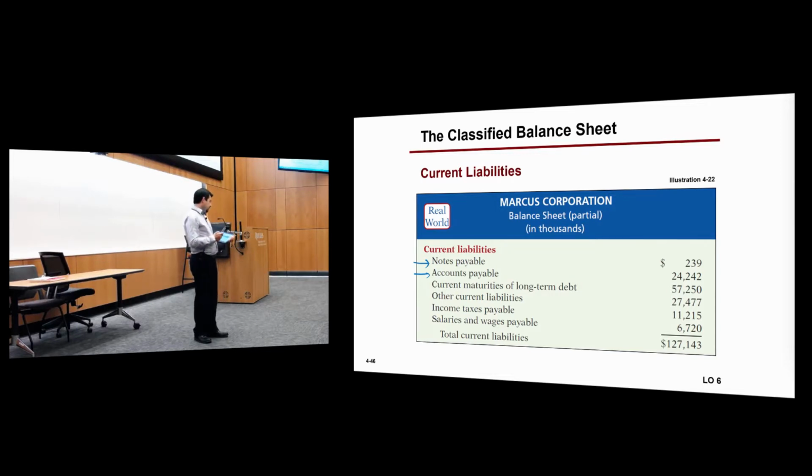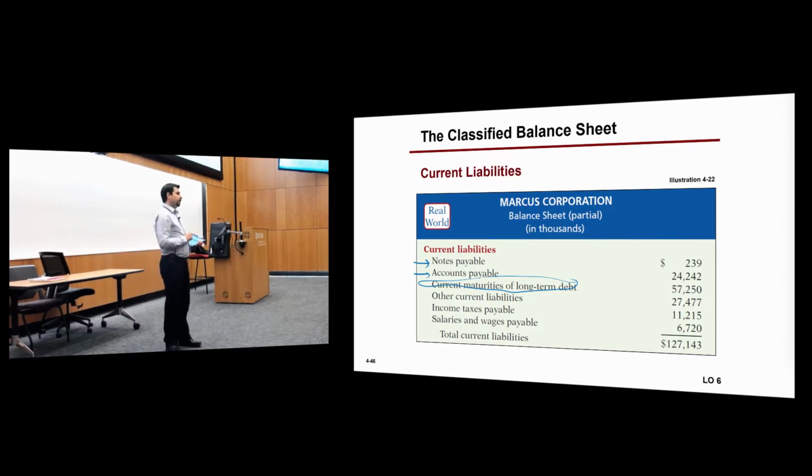Okay? And this is basically when we talk about current maturities of long-term debts, this can be confusing. Those are debts that are supposed to be, for example, for 10 years or 15 years. However, they are maturing this year. So you will have to pay back the amount this year. That's why we call them current maturities of long-term debts.